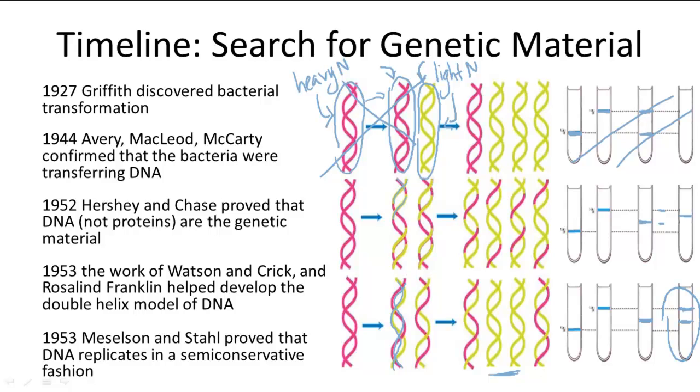So these are the 5 major milestones that are important to know, not in great detail, but have a general sense of the timeline and the major experiments we mentioned: Griffith and his mice, Hershey and Chase with their bacteriophages, and Meselson and Stahl with their weighted nitrogen.